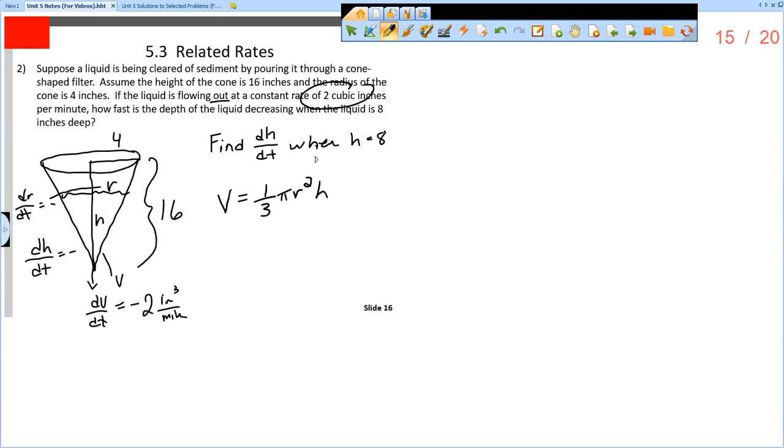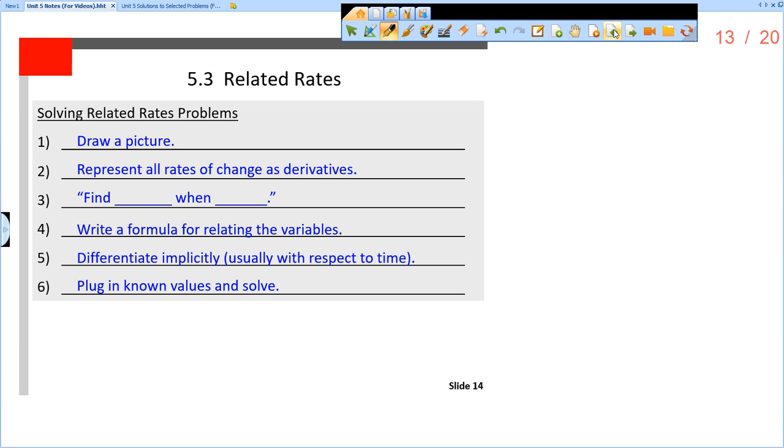That is the volume of a cone. All right, so now we have this. Then it says differentiate implicitly, and then plug in known values and solve.